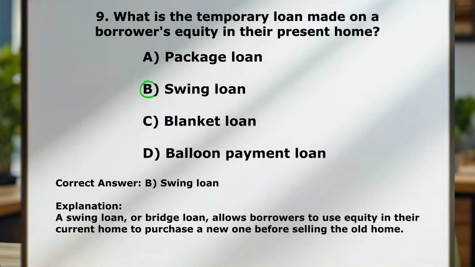A common scenario for this bridge loan is when someone is buying a new home, they have equity in their old home, and they use the equity in their current home to actually buy the new home before they sell their current home. So that's the most common scenario of the swing or bridge loan.